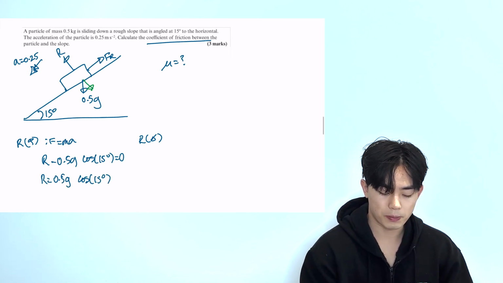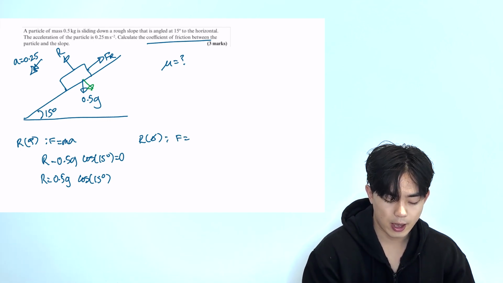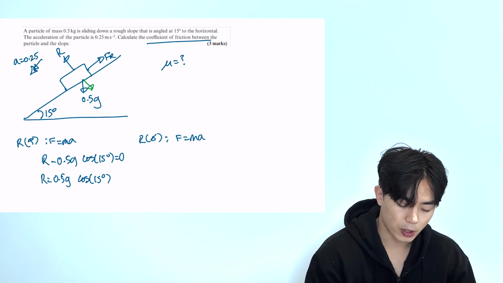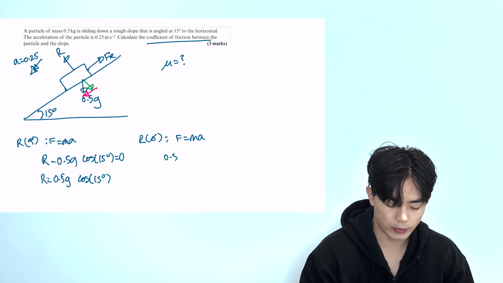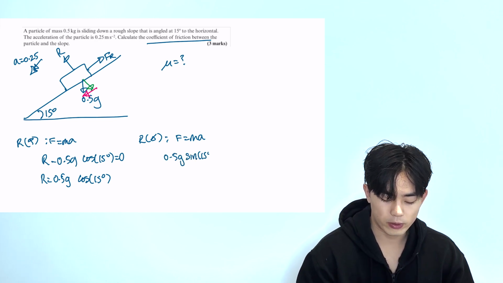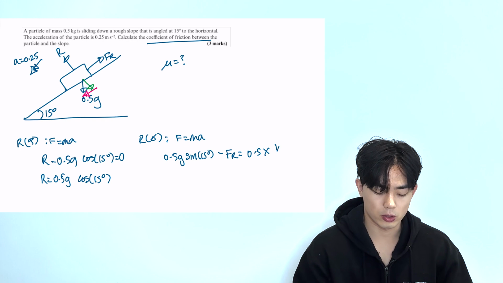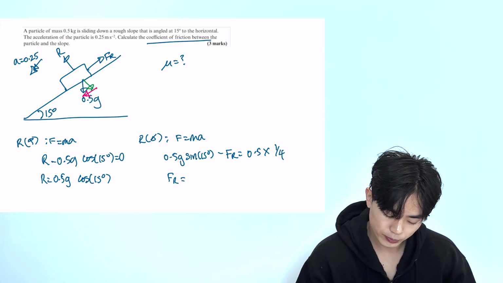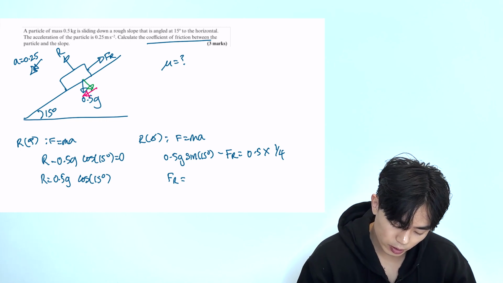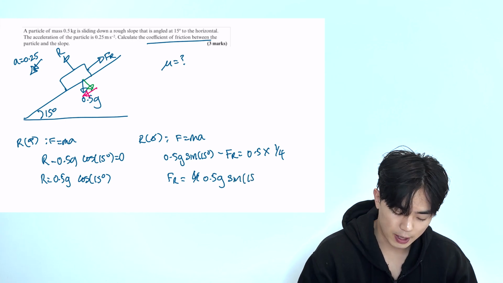We can also resolve going down the plane because it's moving down, so down is positive for us in this situation. F is ma. Well, we have the weight component acting downwards, so this component here. So that's going to be 0.5g sine 15 degrees. And then we have this friction acting upwards, so it's going to be negative friction. It's going to be equal to mass 0.5 times the acceleration, which is 1 over 4, 0.25, like this. Which means that friction is going to be equal to 0.5g sine 15 minus 1 over 8, like so.